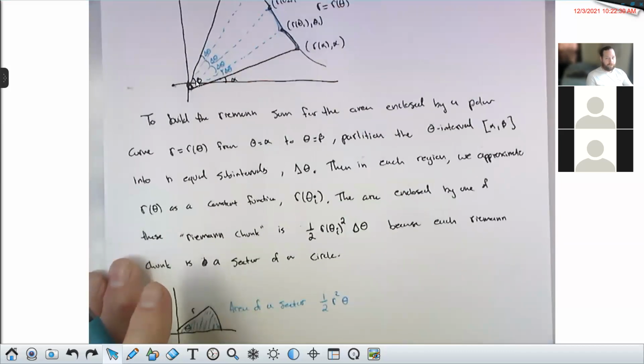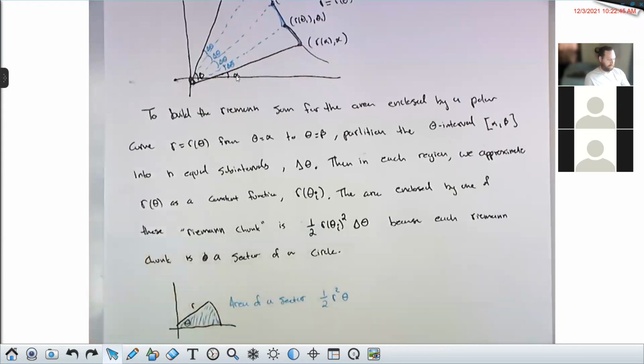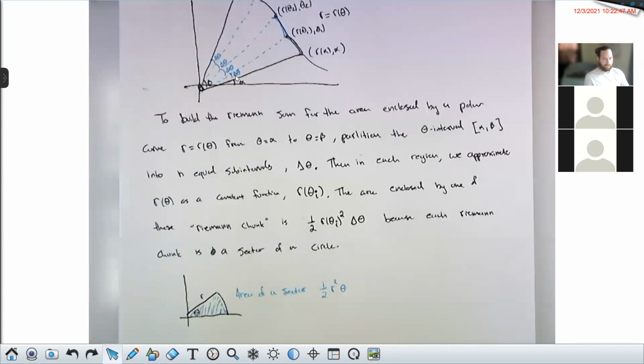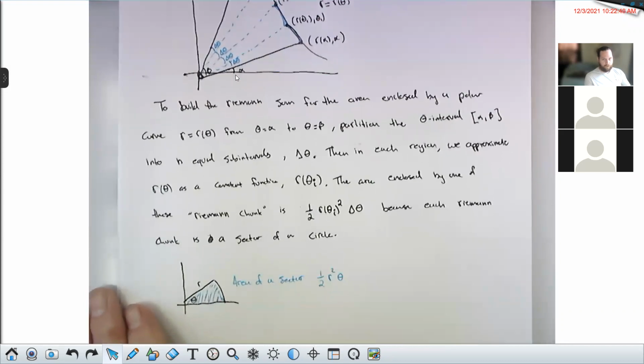So each one of these little sectors here has area 1/2 times the radius squared times the little angle inside, which is delta theta. And now we're ready to write down the Riemann sum. I know each little area is this.